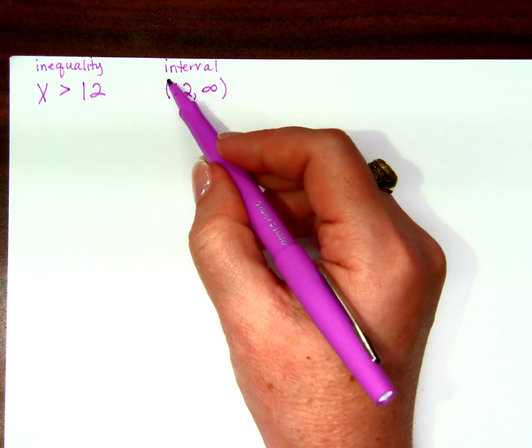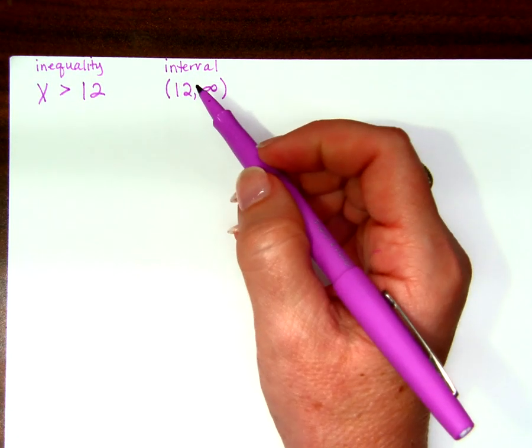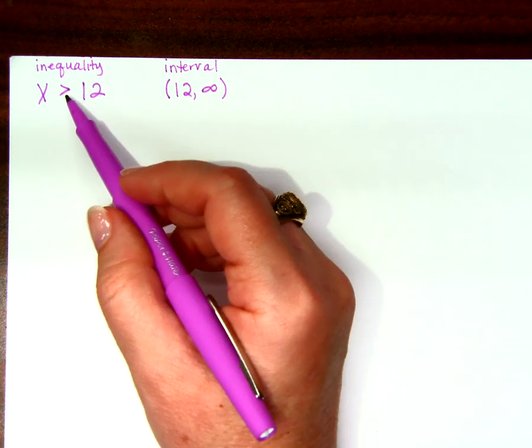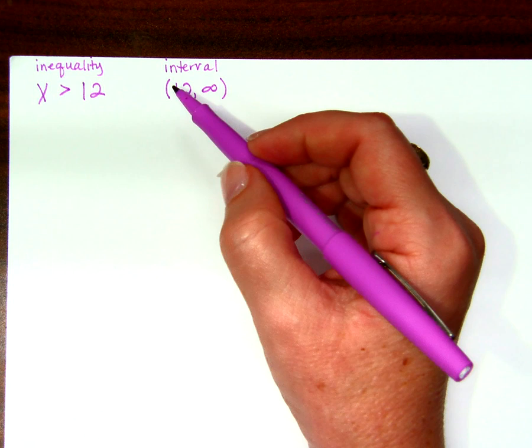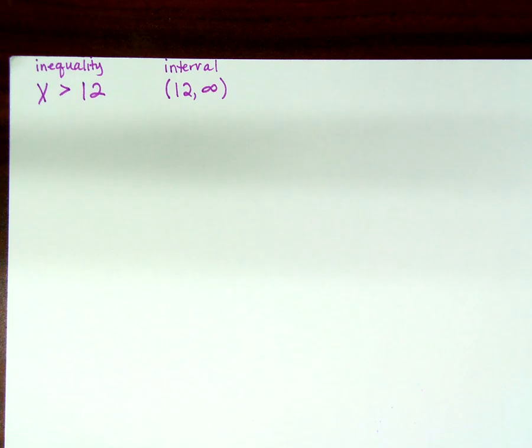Now, why is it a parenthesis on the 12? Because it's just greater than, right? Not greater than or equal, just greater than. So 12 is not included as part of our answer. So we use a parenthesis to not include it as part of our answer in interval notation.